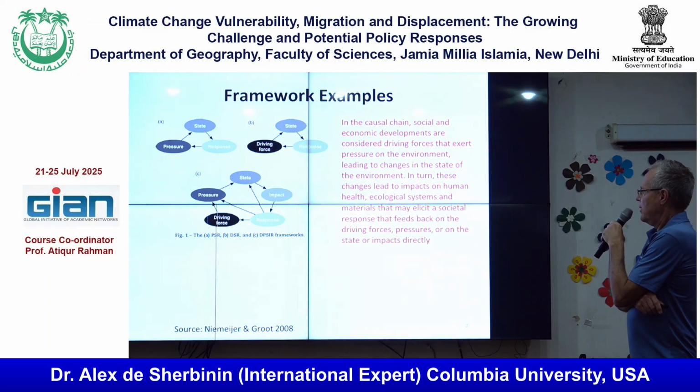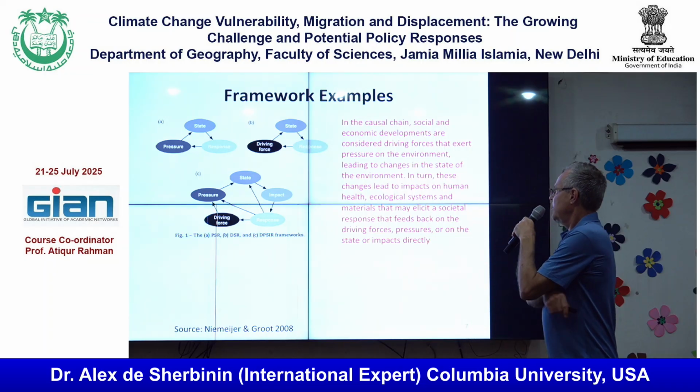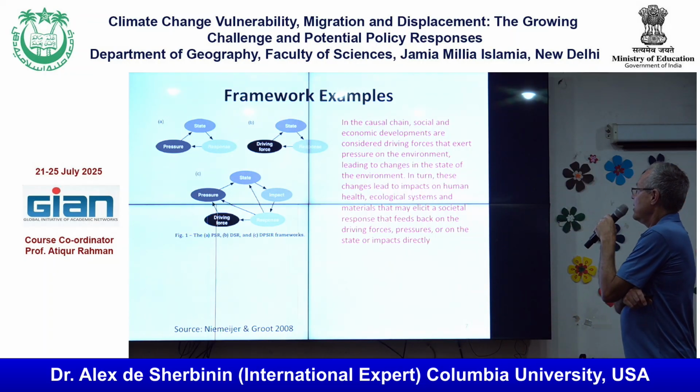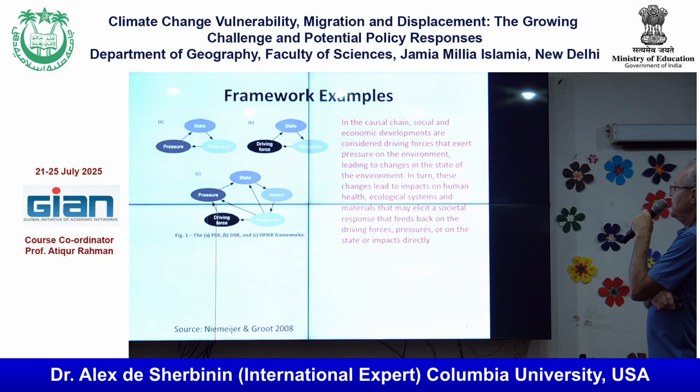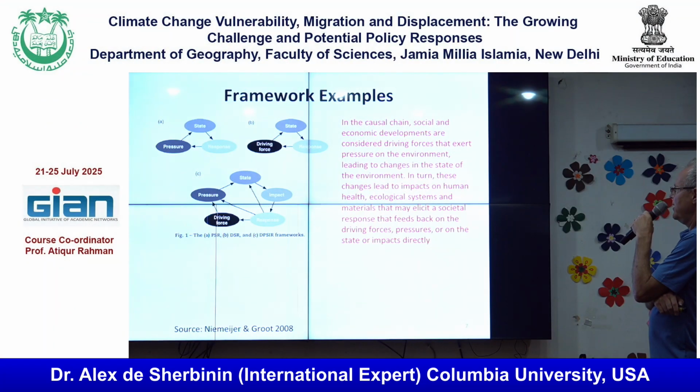This is from another reading, which is really helpful, by Niemeyer and Groot. And basically, it says, in a causal chain, social and economic developments are considered driving forces that exert pressure on the environment, leading to changes in the state of the environment. In turn, these changes lead to impacts on human health, ecological systems, and materials that may elicit a societal response. And so that feeds back.